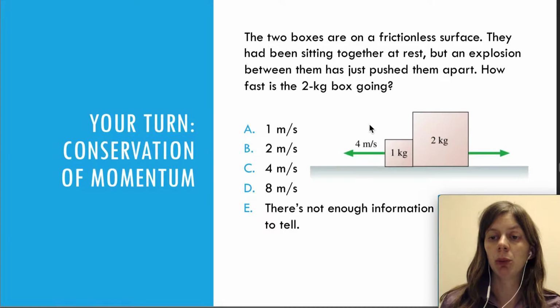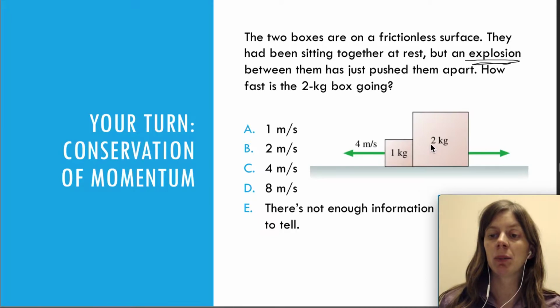Even though there are numbers here, you really don't need to write down the whole equation. Just do it in your head. You've got two boxes on a frictionless surface. They've been sitting together, but an explosion between them has just pushed them apart. How fast is the 2-kilogram box going? You have an explosion, so you know you have conservation of momentum. You know that they're at rest before the explosion, just like the cannon that we just did.